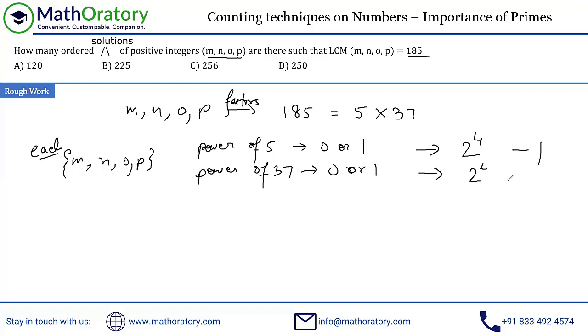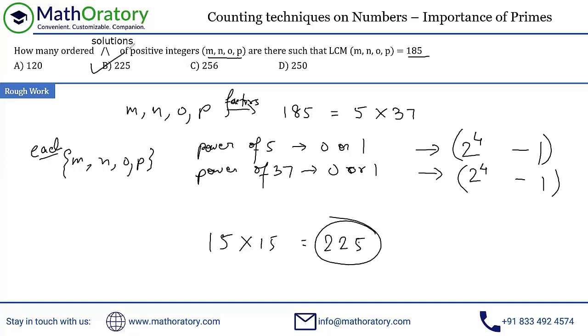Same logic for 37 also, right? I mean, 37 to the power 0 for everything is not allowed. So these are the number of ways I can distribute the powers of 5 and powers of 37 to M, N, O and P, such that the LCM is 185, right? Since they are different primes, these are independent cases, so just multiply these two. 2 to the power 4 minus 1 is 15, by the way. So we have 15 into 15, which is 225, as our answer, option B.